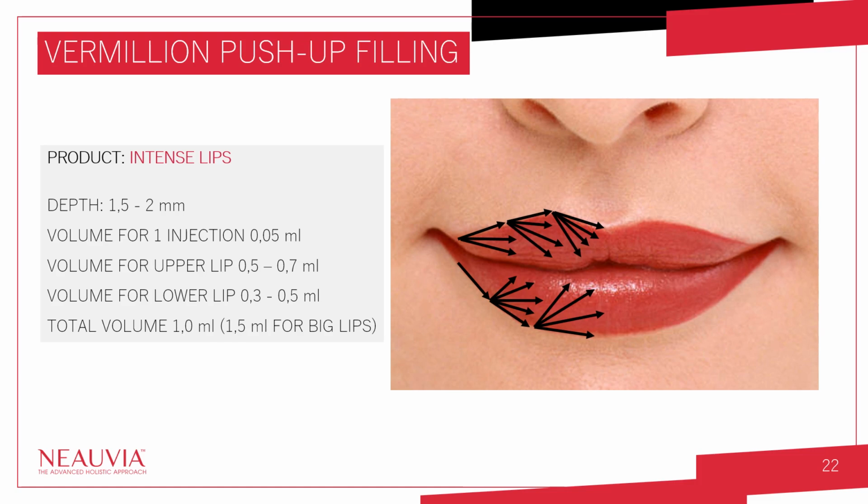For the vermilion push-up filling, we can use a fan technique. The drag is administered without removing the needle, turning it at an acute angle. That is, lines like a fan begin to diverge from one point. In this case, we can inject 0.05 ml for each injection or each line, and the total volume of substance used is again around 1 milliliter.